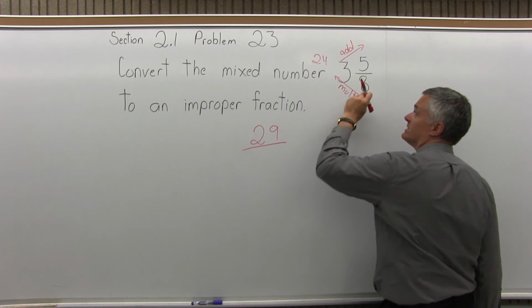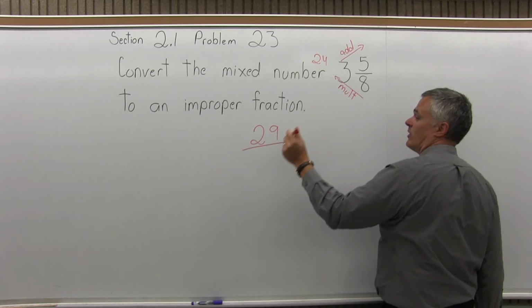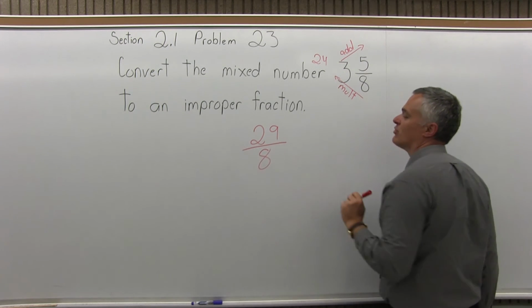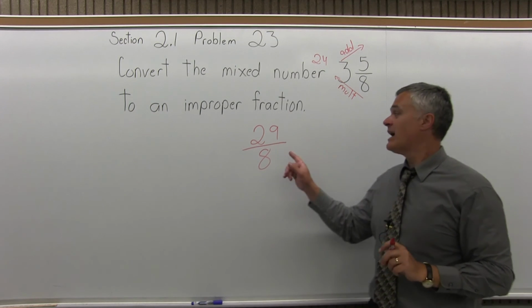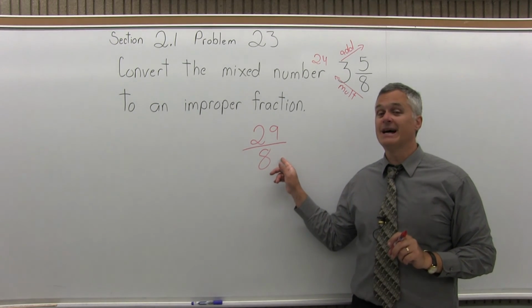And the denominator stays the same. It was 8 in its mixed number form. It will stay 8 in its improper fraction form. So 3 5/8 is equivalent to 29/8.